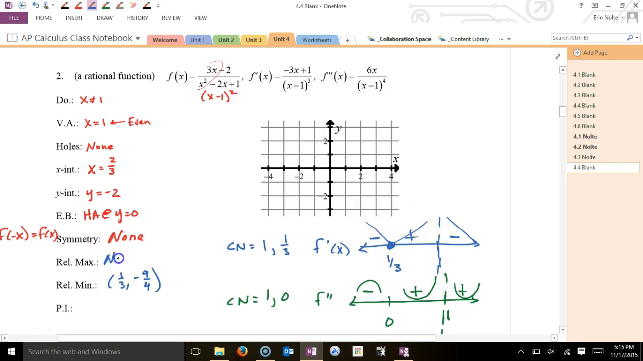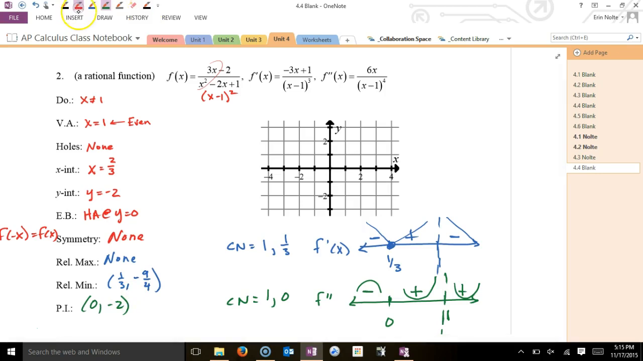So then, for my point of inflection, I have a negative to a positive at 0. So I have a point of inflection at 0, so I'm going to say 0. If I plug 0 in, let's see, that makes negative 2. All right, here we go.